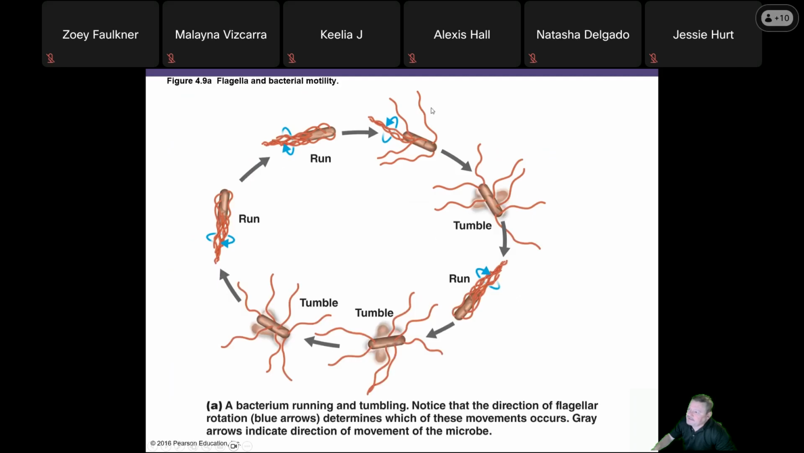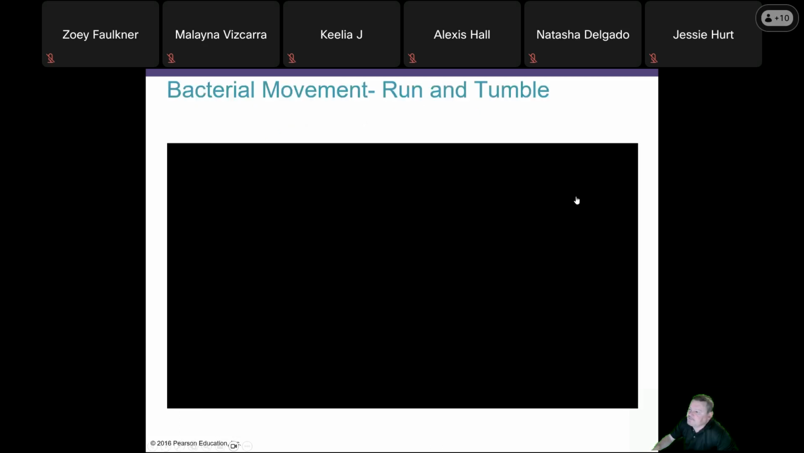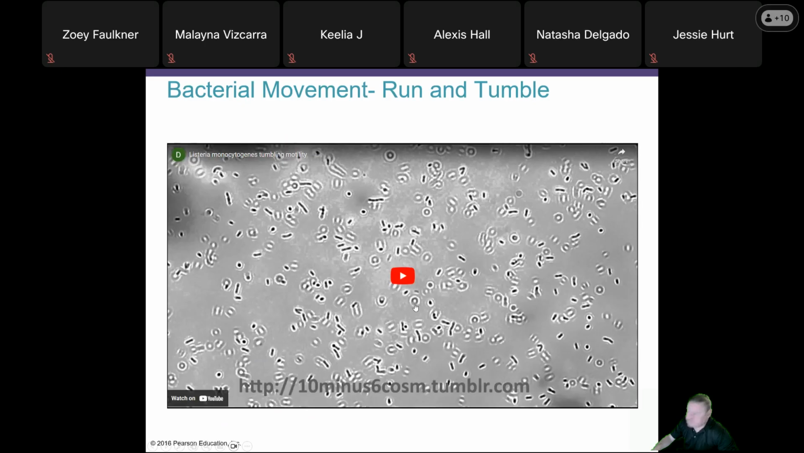So the run and tumble, they're going to just move, move, move, and then they're going to change direction, and that's where the tumbling comes in. So the run and tumble is kind of the classic way that bacteria move around the media. This is going to show you an actual lot of bacteria, so you'll be able to see the run and tumble that occurs with them.